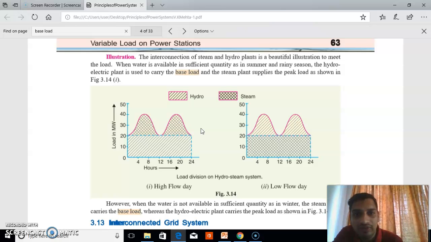The only difference is the water availability. If water is available in sufficient quantity, you can use the first figure: we can meet the base load using the hydro station, and the peak load using the steam station. When the water availability is very less, we reverse the operation. In this case, we meet the base load using the steam station, and the peak load using the hydro station. Okay, thank you.